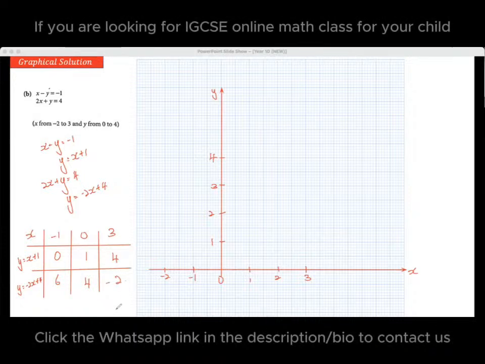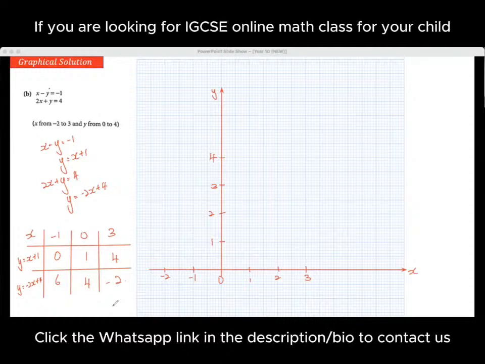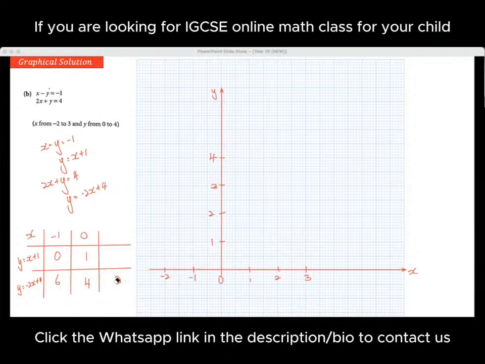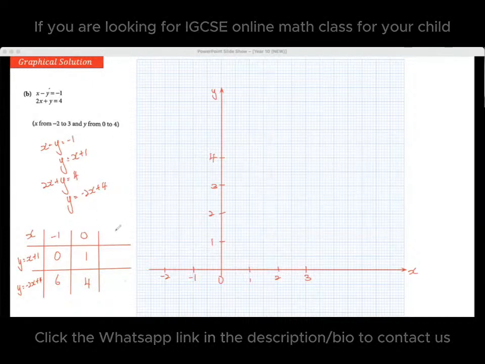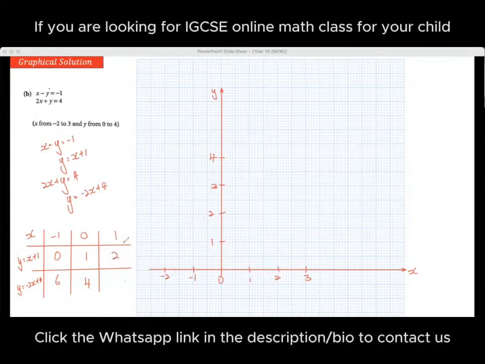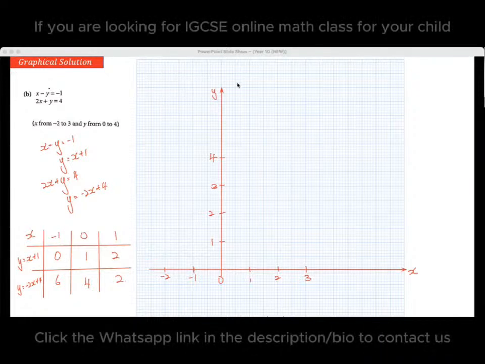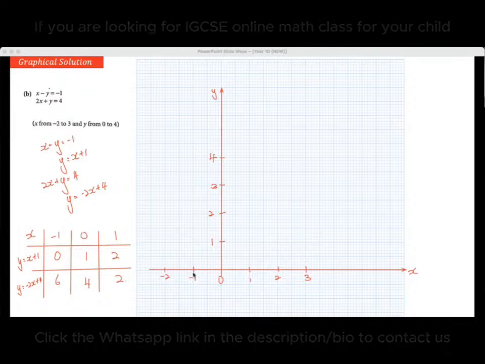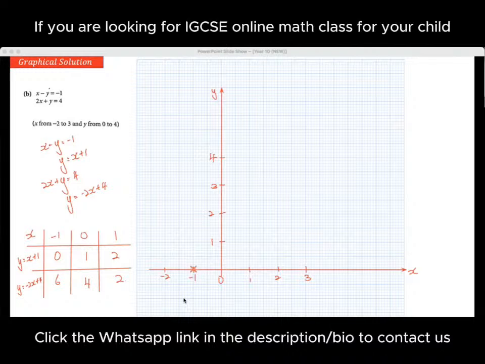It looks like it's too big. So let me see if I use this. What about using this one? Instead of using 3, I use 1. 1 plus 1, 2. -2 plus 4, 2. Okay, I think I found it. So when x equals -1, y equals 0. Here. 0, 1 here. 1, 2 here.